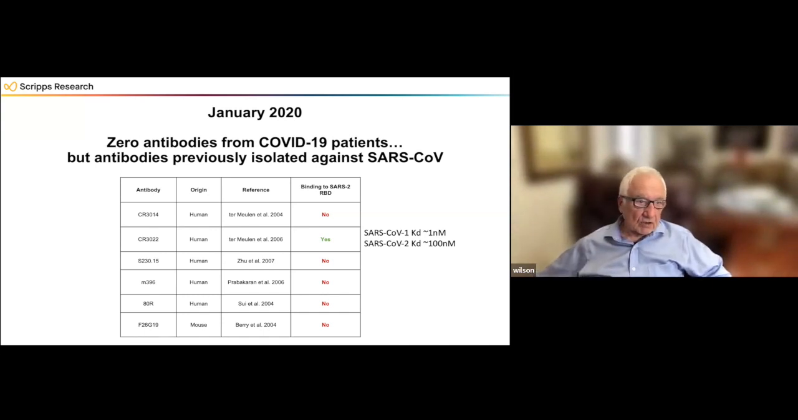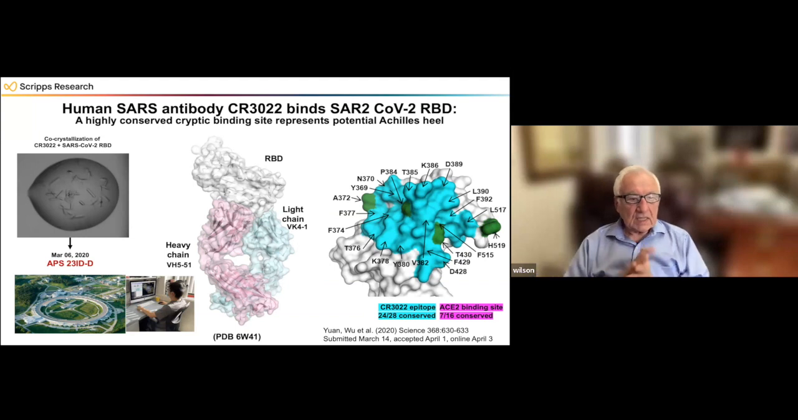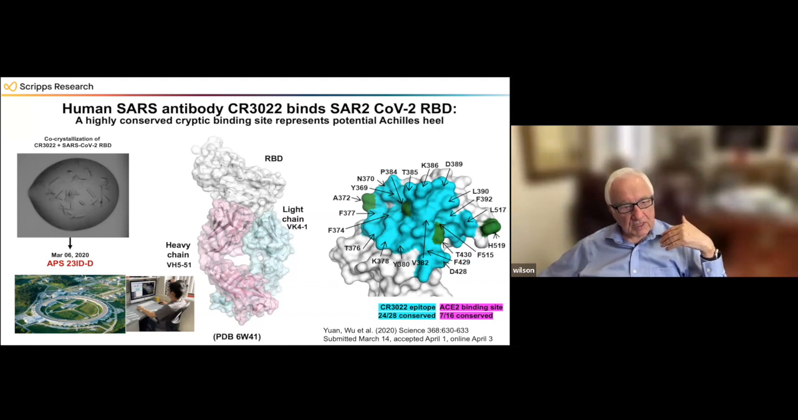So we got crystals very early on, and it was really incredibly fortunate that the synchrotrons remained open. When we grew these crystals, we immediately sent them to the APS and collected data. Here's Meng processing the data, solving the structure. And we actually solved that structure.